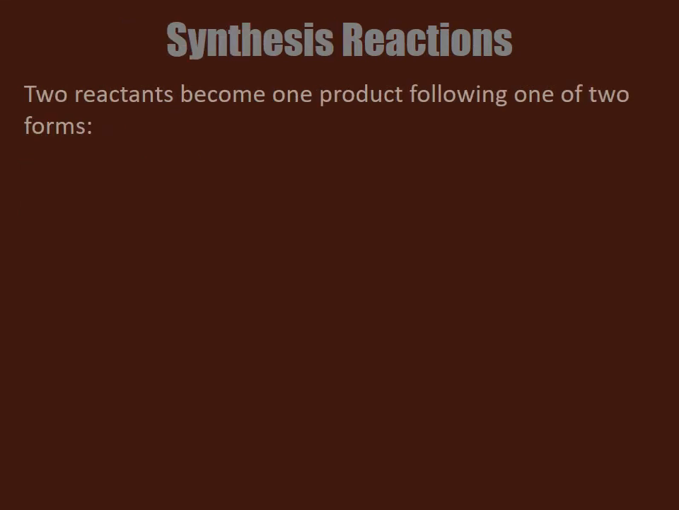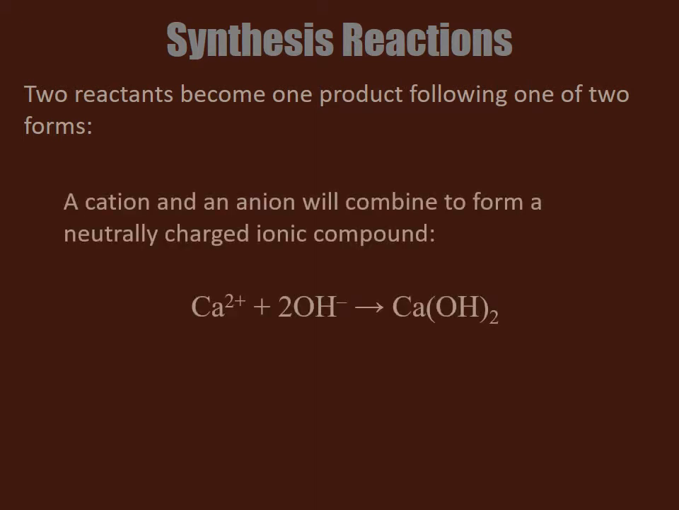Synthesis reactions: two reactants become one product following one of two forms. The first form, a cation and an anion, will combine to form a neutrally charged ionic compound. Calcium is a +2 charge, hydroxide has a -1 charge, lowest common charge would be a 2, so I need 1 calcium to give me a +2, I need 2 hydroxides to give me a -2. That's easy. Tougher is the second form.